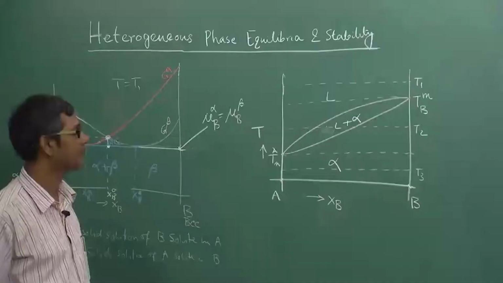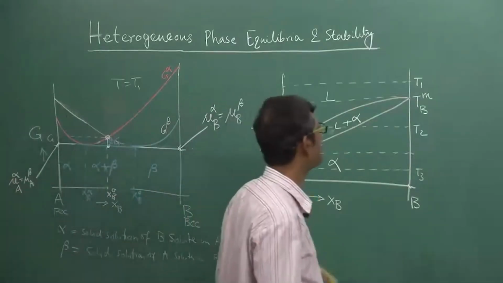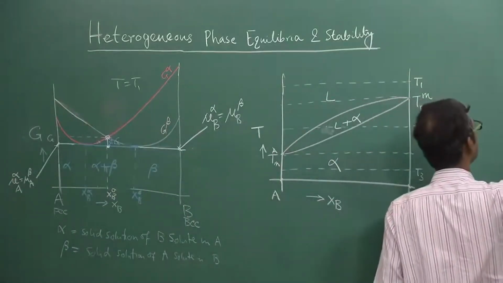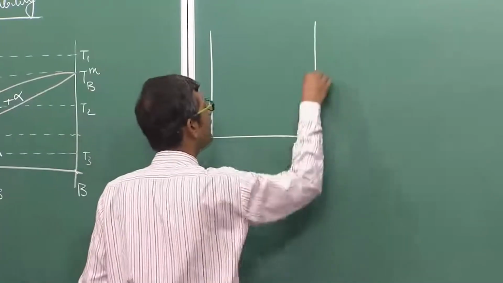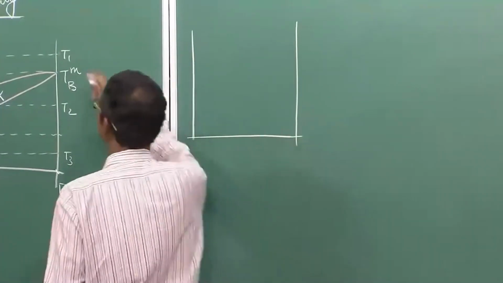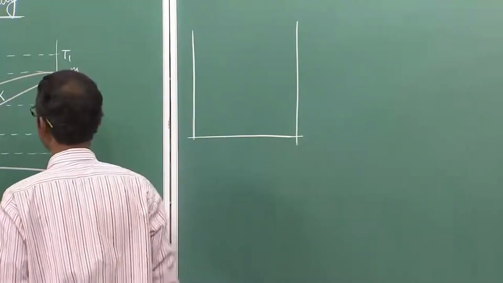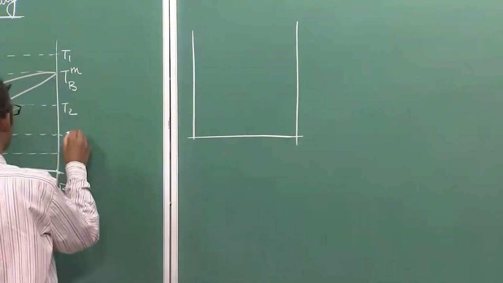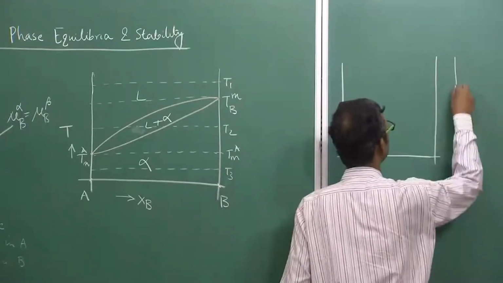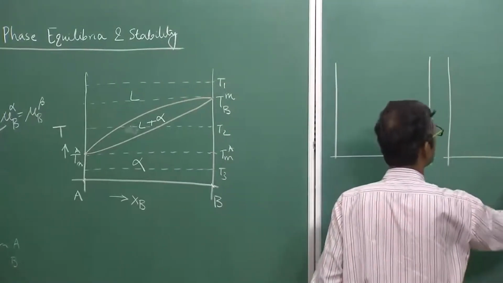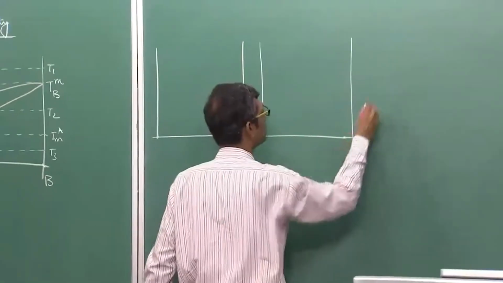which is a very low temperature where only the alpha phase is stable, according to the phase diagram. So let me just draw these free energy composition diagrams here on this board. How many diagrams will there be? Five, because there are five temperatures: 1, 2, 3, 4, 5. This is also TMA. So I will draw five diagrams, three at the top and two at the bottom.